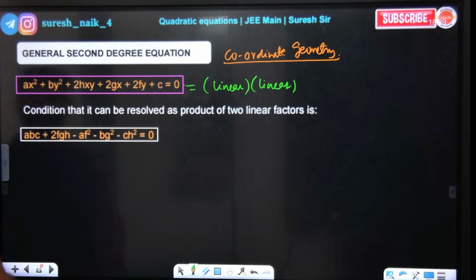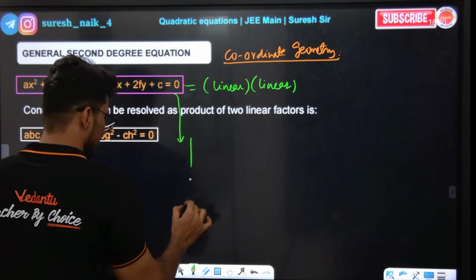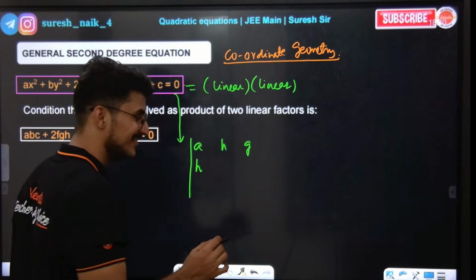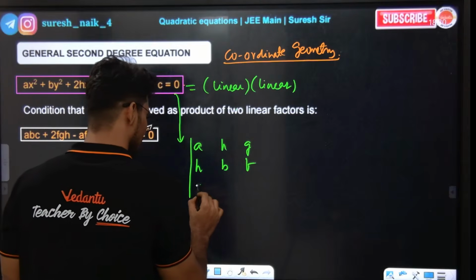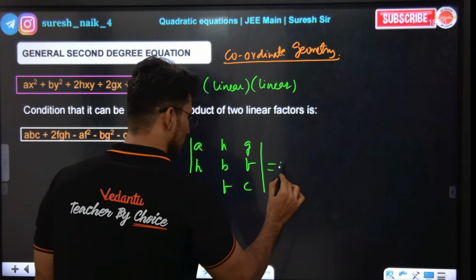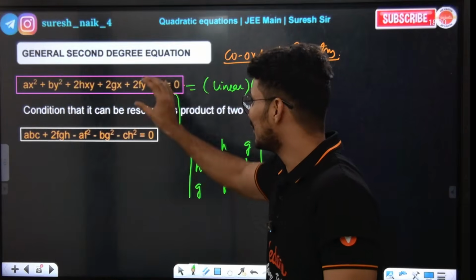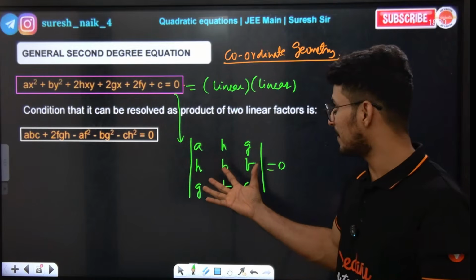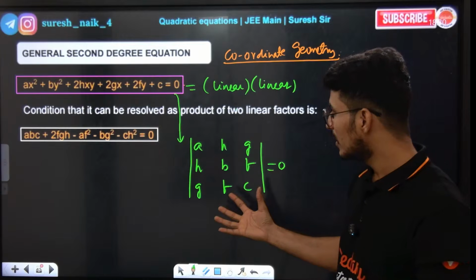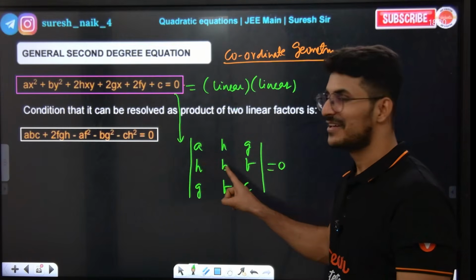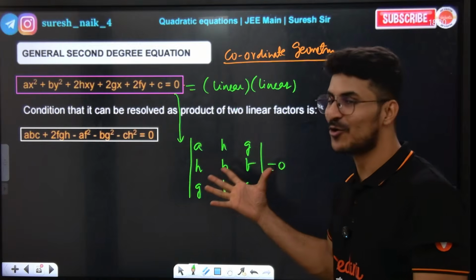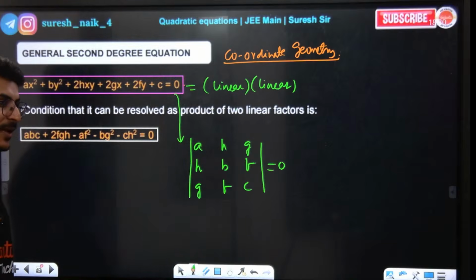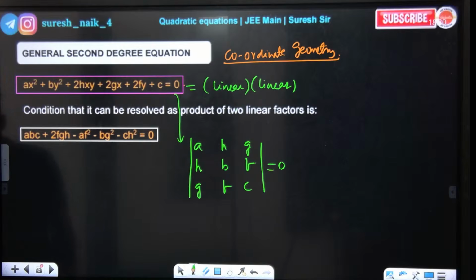Though Vidyal students might already know, I've given one shortcut: all honest girls having breakfast going for college is equal to 0. You can do this. What is the shortcut? To convert the second degree equation into linear factors, this is how it comes: all honest girls having breakfast going for college equal to 0. Okay? So remember it like that. Now we need to apply this condition. If we apply this condition, you will get an idea.